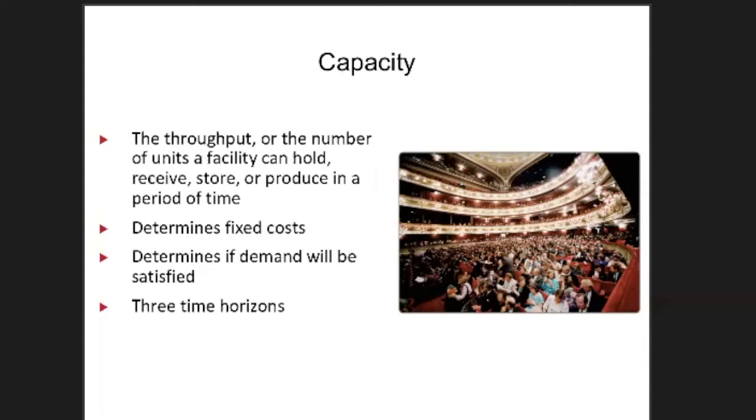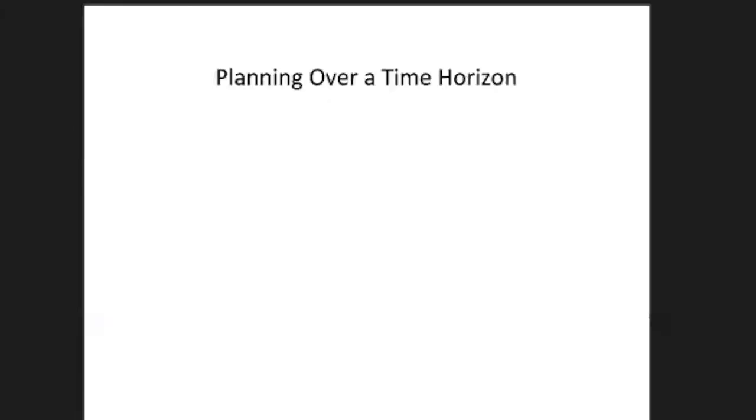So when we think about capacity at the very fundamental level, we need to understand essentially it's the throughput or the number of units that a facility can hold or process. Right? In healthcare, it's mostly about processing certain activities. It determines our fixed cost. It determines if demand will be satisfied or not. And typically when we are managing capacity, we look at it across multiple planning horizons.